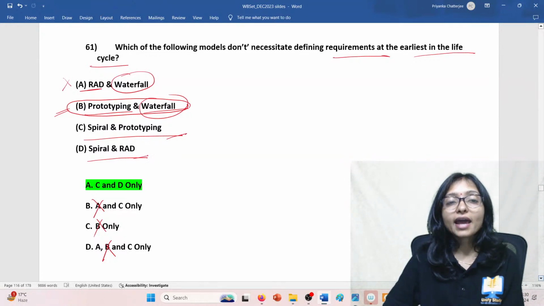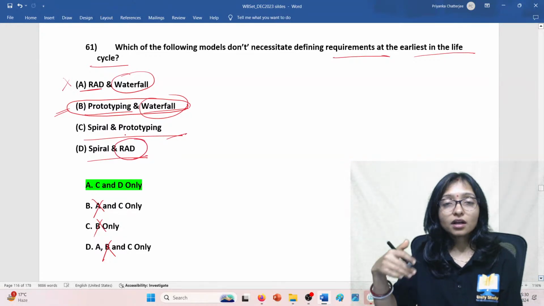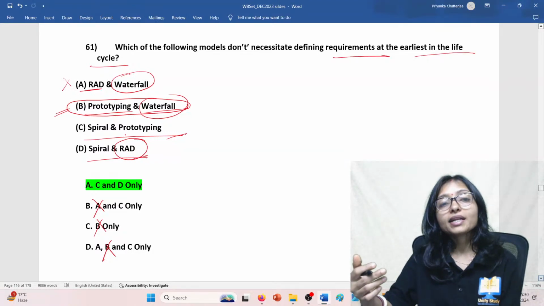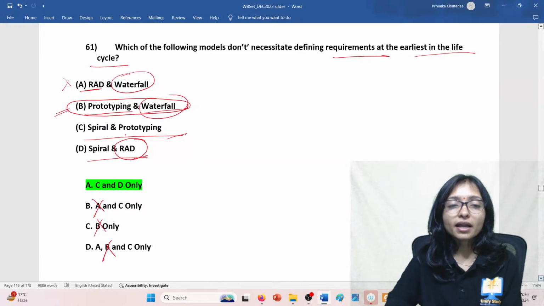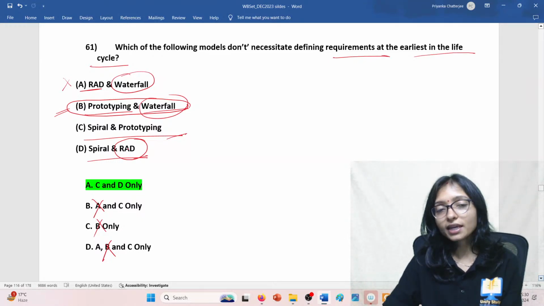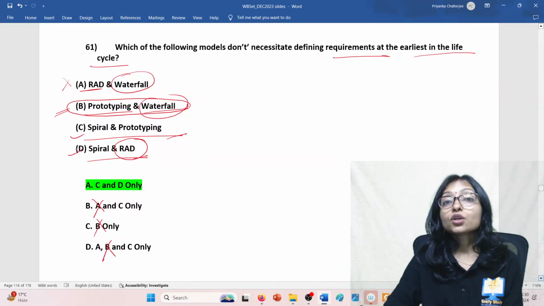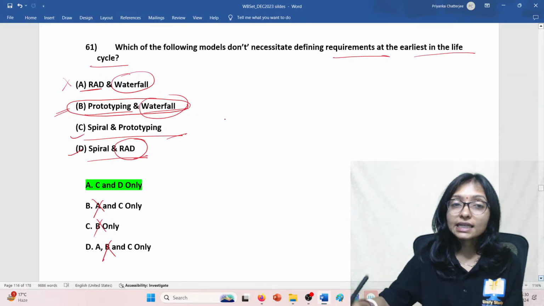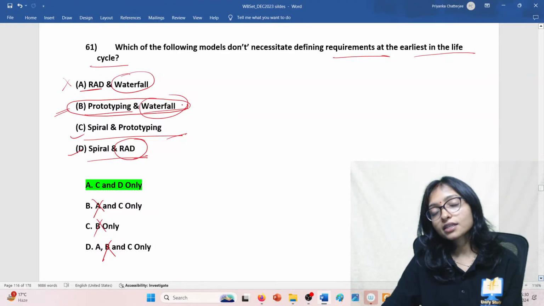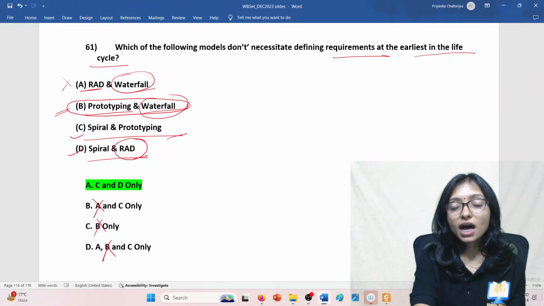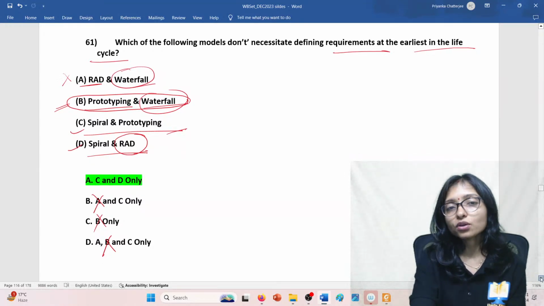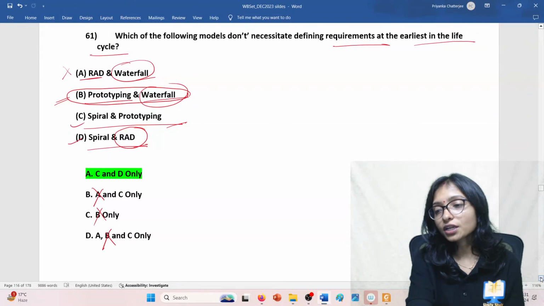Prototyping and rad model is a very new model, rapid application development, where you can do it without requirement also, and spiral model is also like that. So here this one and this one are not required. In waterfall model requirement is required. That's why by elimination you can come to the answer. C and D is the correct answer.